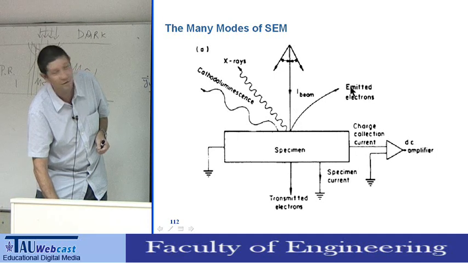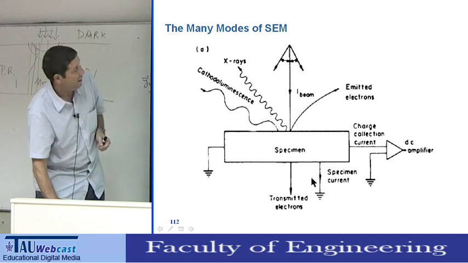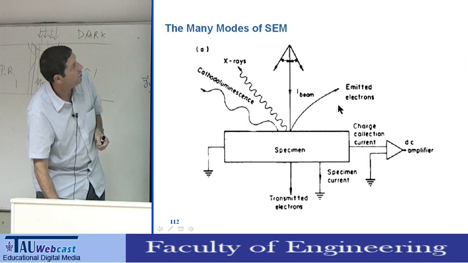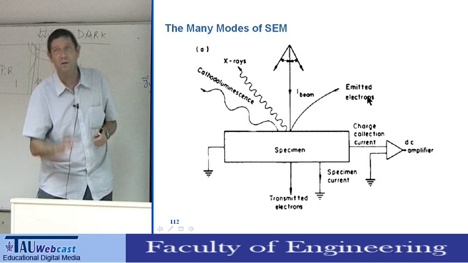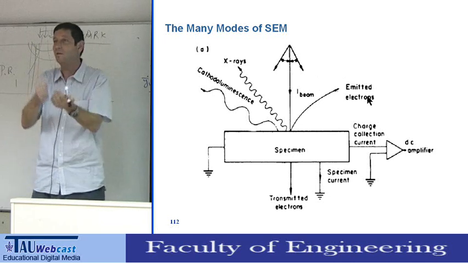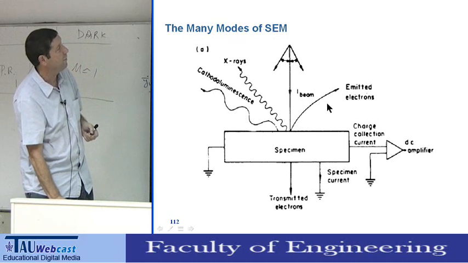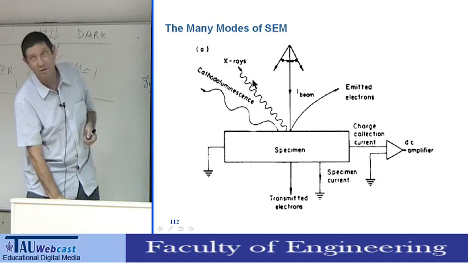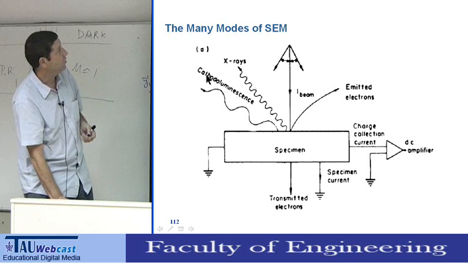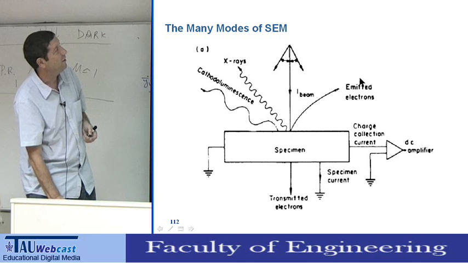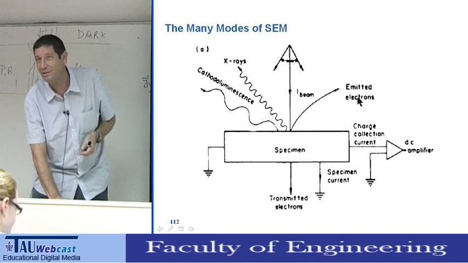You can estimate the value of this current, and this is the specimen current. You can either measure the current here, or the charging current, or another alternative which is more sensitive: to put here a sensor or an element that collects the scattered electrons. So these are a few modes of SEM. You can measure the emitted electrons, you can measure the X-ray, or measure the cathodoluminescence. In the most popular SEM, you are collecting the emitted electrons. This is the most sensitive way.